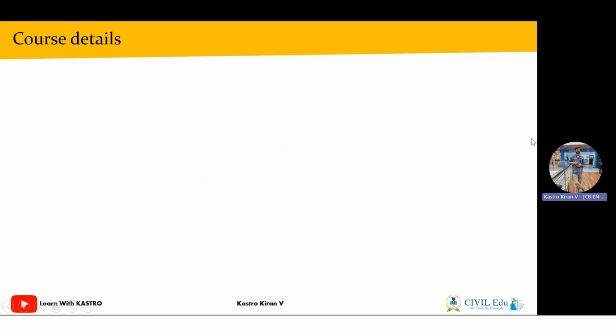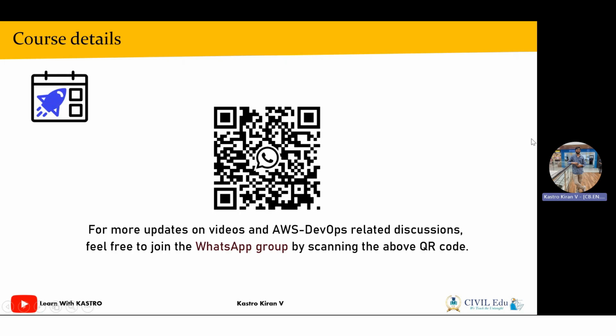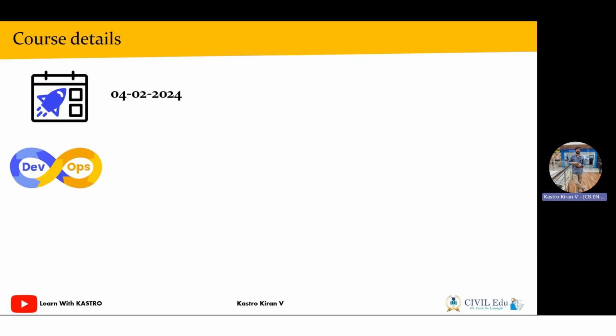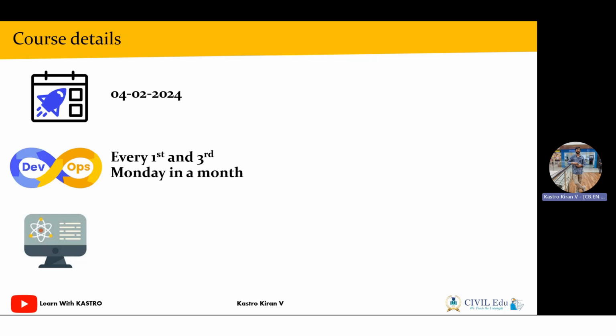And coming to the course details, the course will be launched on February 4th, 2024. Initially, module 1 will be covered. The videos of module 1, that is the DevOps course, will be released on every first and third week in a month. And coming to the DevOps lab, that is module 2, every fourth Friday in a month, we will be covering one laboratory experiment. So these are the timelines for each of the videos.